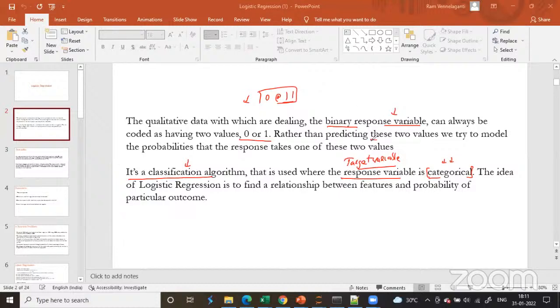So rather than predicting the two values, in logistic regression we will try to model the probabilities that my two categories can take. We are interested in modeling the probability related to our two categories, 0 and 1, or yes or no. What is the probability that it is going to rain tomorrow or not? There is a 99% chance of rain. There is a 1% chance of not raining tomorrow. We are interested in making our prediction, but we will be predicting probability values.